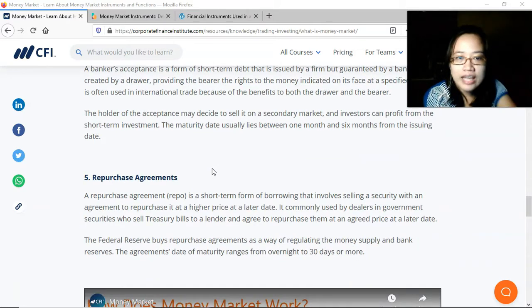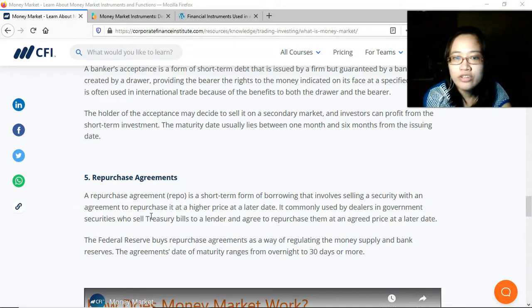Okay? Tapos lastly, they have ito, repurchase agreement, short-term form of borrowing that involves selling a security with an agreement to repurchase it at a higher price at a later date. Okay? So, kumbaga, merong collateral naman or security na tawag dito, na binibigay. So, parang may binenta ka na investment din. Pero, meron kayong agreement na at a later date is bibilhin mo rin siya agad pabalik at a higher price kasi yun yung magsisilbing profit nung buyer. Okay?